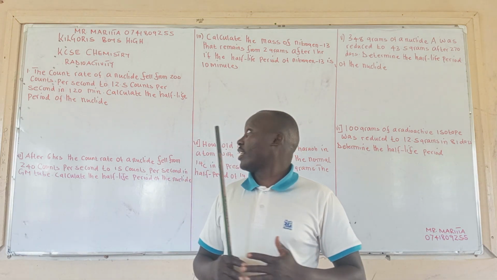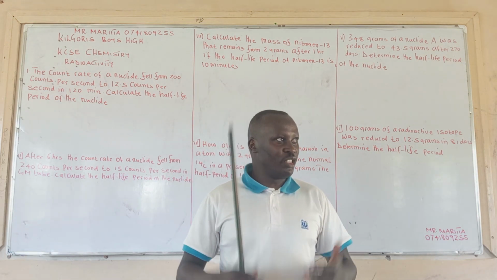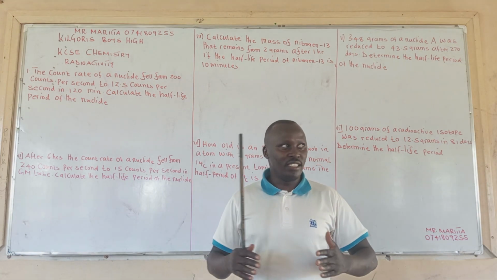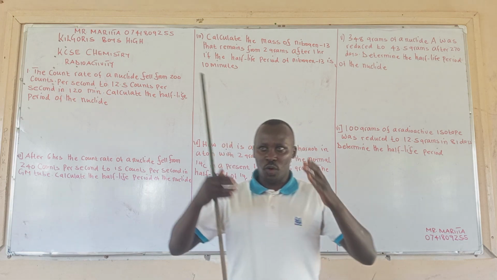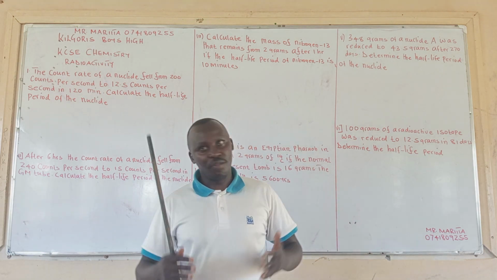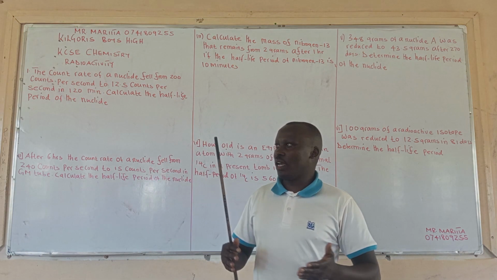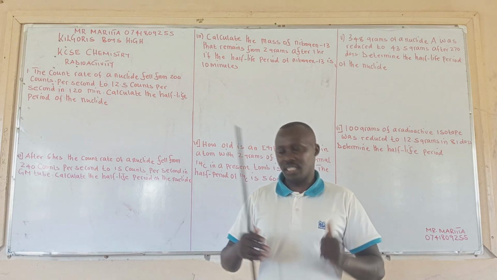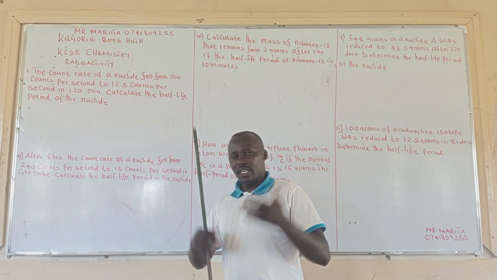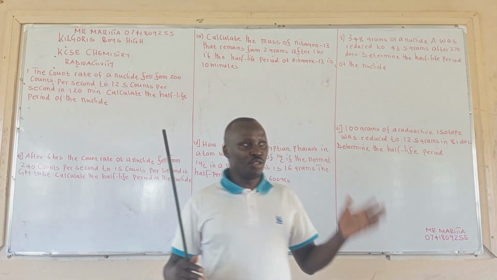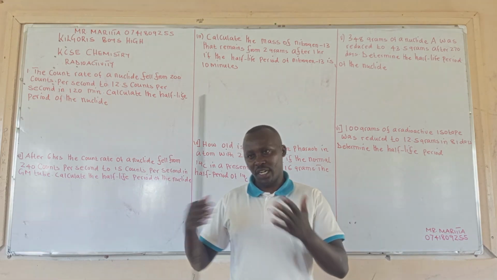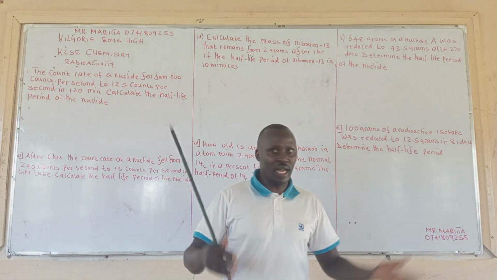Today we are looking at chemistry revision, the last topic in Form 4, that is radioactivity, and we want to look at some of the questions from this topic. In radioactivity, there are so many things you need to study. You need to have a radioactive graph, so you practice on how you are plotting a radioactive graph.